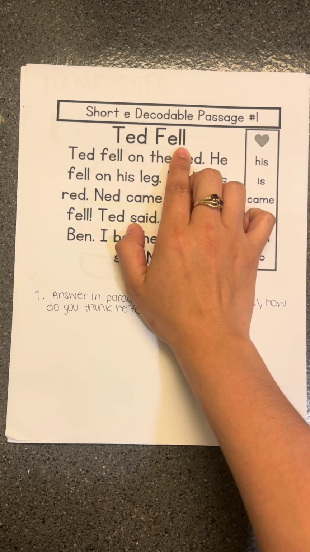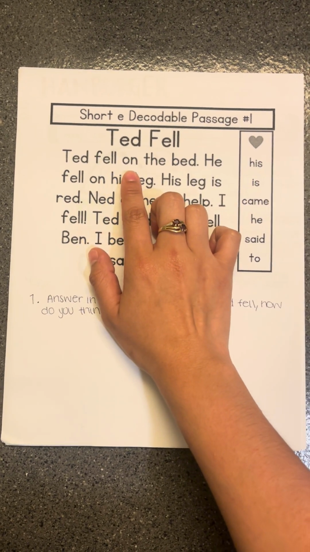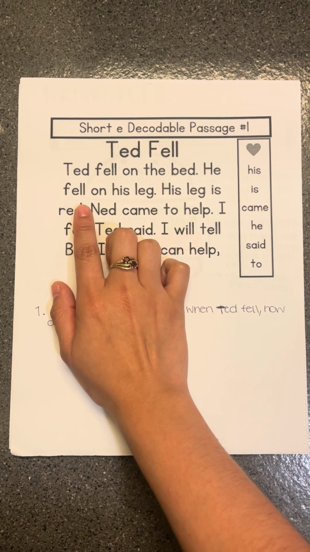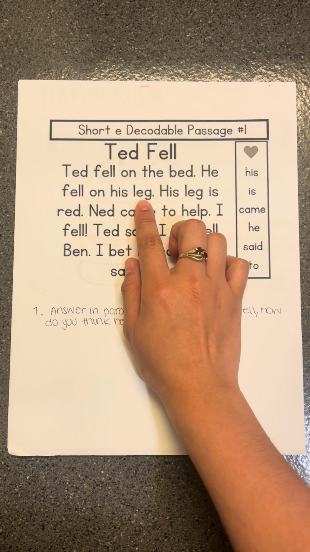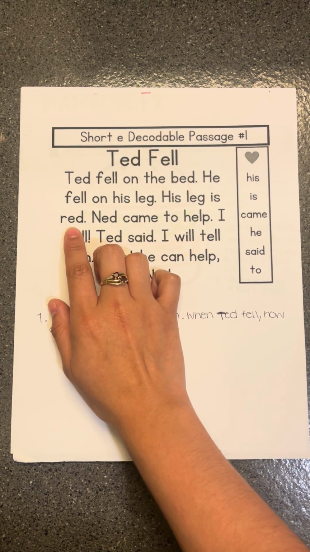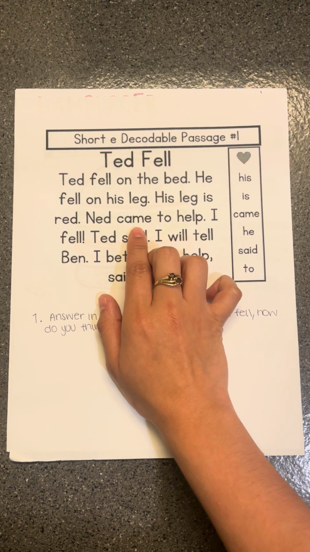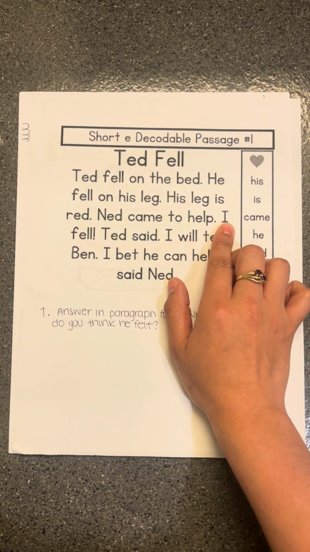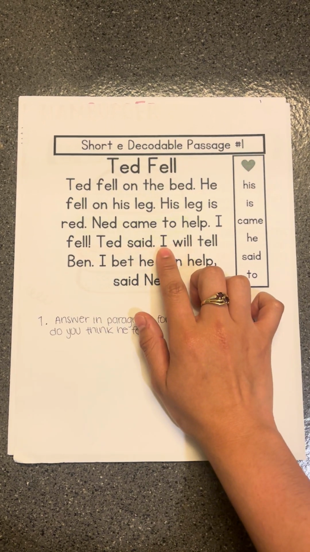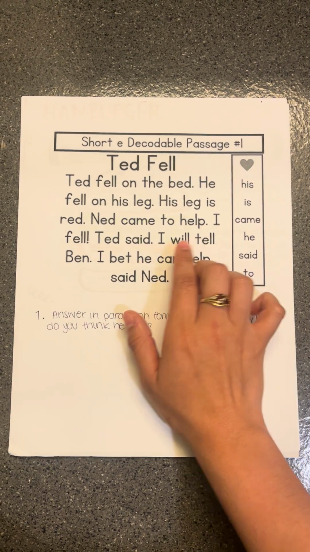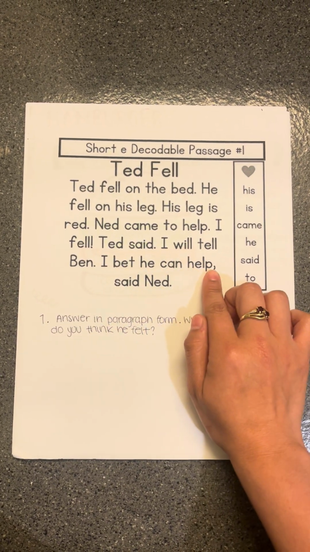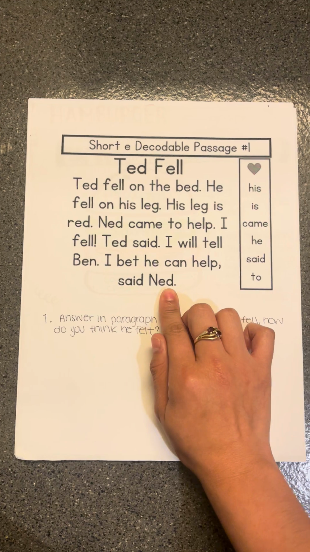Ted fell on the bed. He fell on his leg. His leg is red. Ned came to help. I fell, Ted said. I will tell Ben. I bet he can help, said Ned.